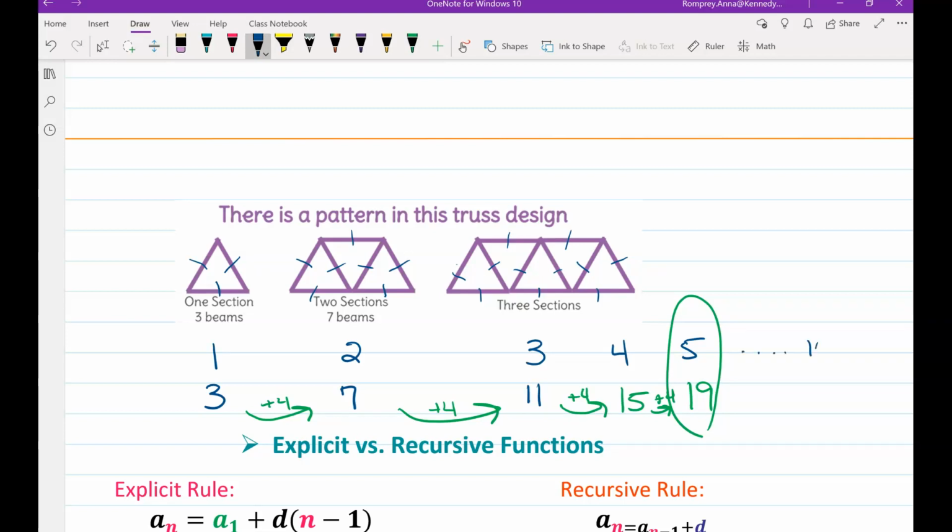All right, so I'm wanting to skip all the way to 10. So I see that I'm adding 4, adding 4, adding 4, adding 4. So I'm going to add 4 5 more times. So I'm going to add 20 so that I end up with 39. So if I'm adding 4 5 more times, so I'm going to end up adding 20, I'm saying that I have 39 beams in 10 sections. We're going to come back and check my work because I want to see, does that actually work?